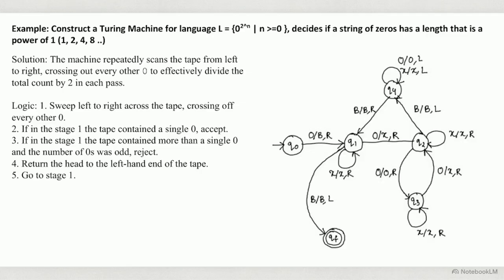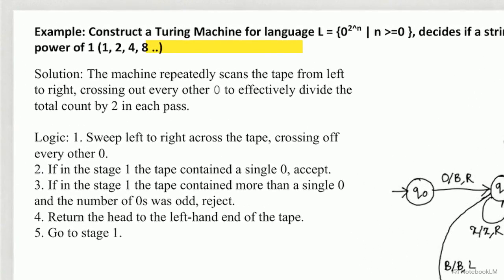This is our formal problem definition. We need to construct a Turing machine that accepts a string of zeros only if its length is a power of 2. Note the typo in the original text. It reads power of 1, but the logic clearly requires a power of 2.